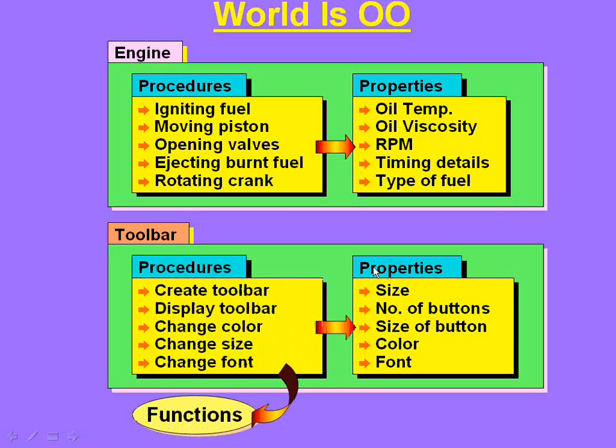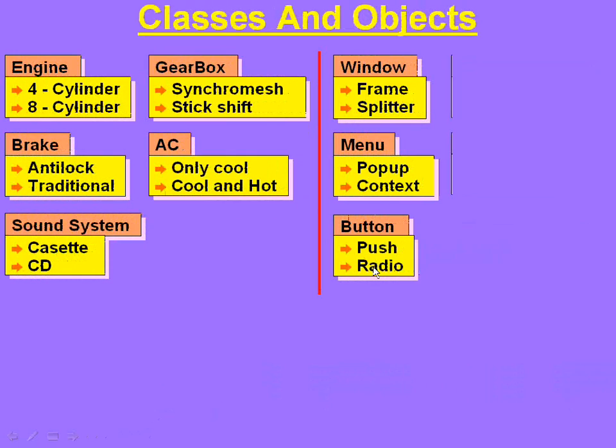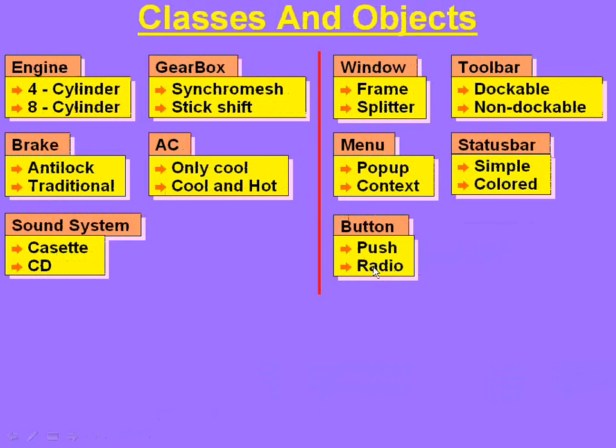Procedures are also called what? Functions, and properties are also called what? Data. So this entire world is treated as object oriented, and in object oriented programming we are working with what? Properties and procedures.